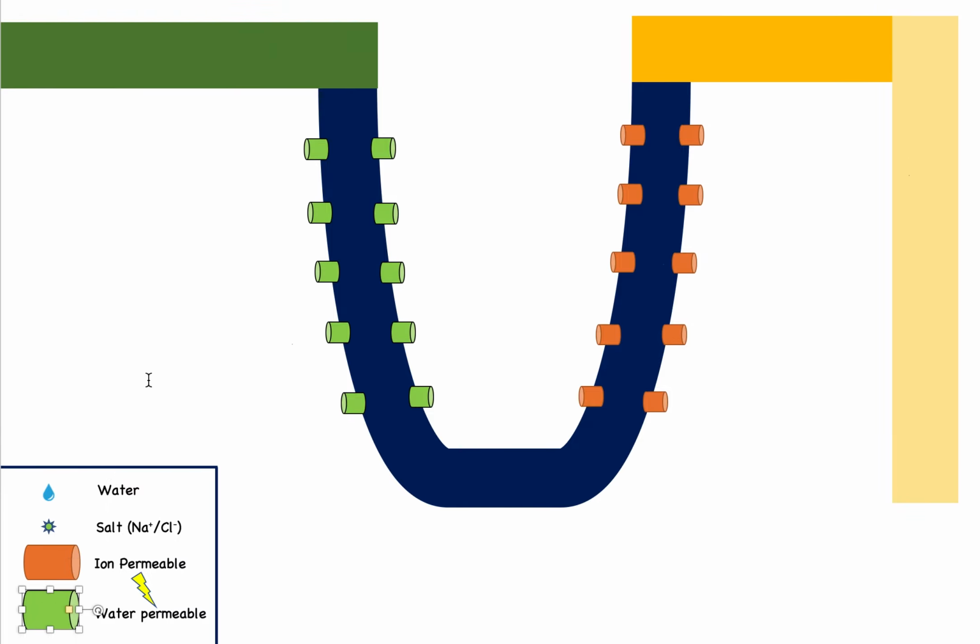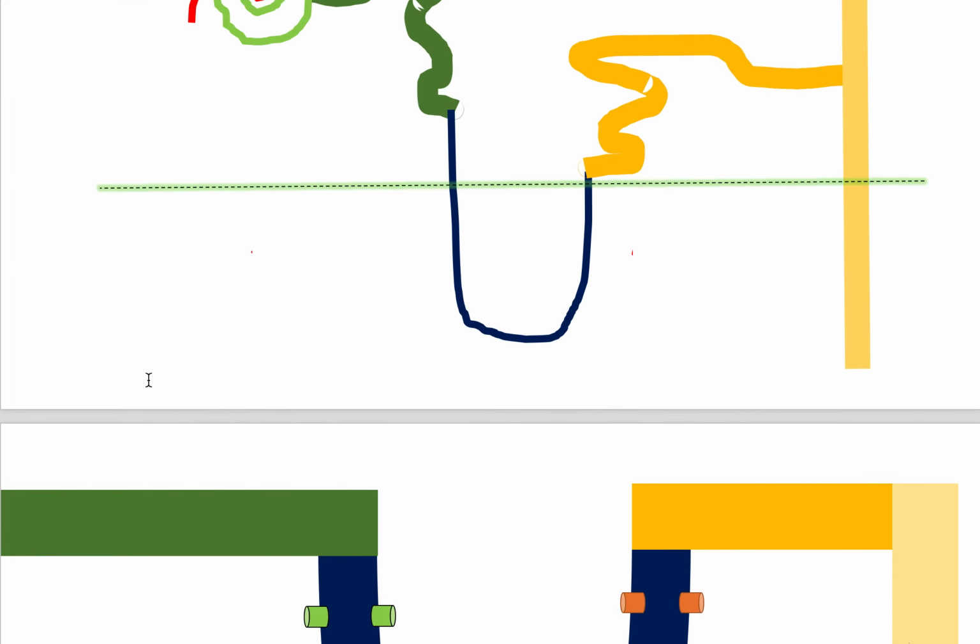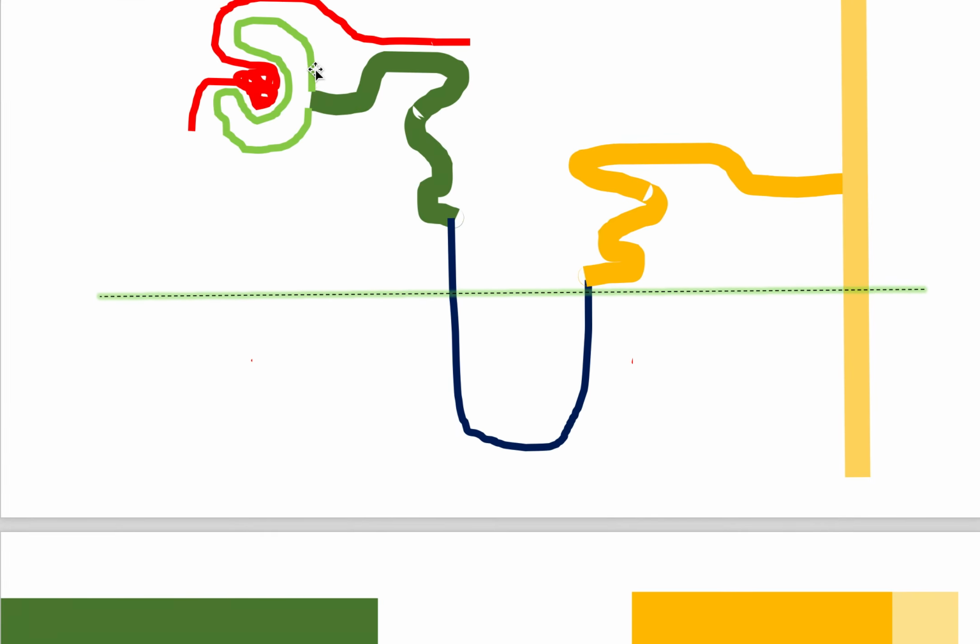So now let's continue from the proximal convoluted tubule. We know our blood was filtered by size, so small molecules came in here, they were good and bad. Then we wanted to remove some of the good molecules because we wanted to put them back into our bloodstream. So that's what we did in the proximal convoluted tubule. The good things were removed and put back into our blood.